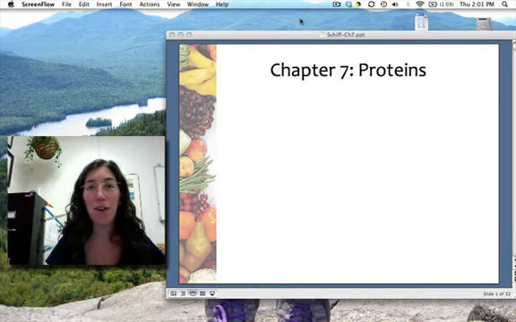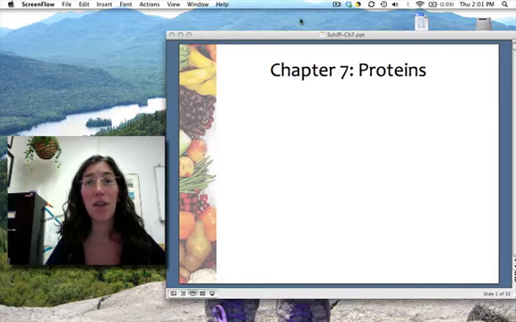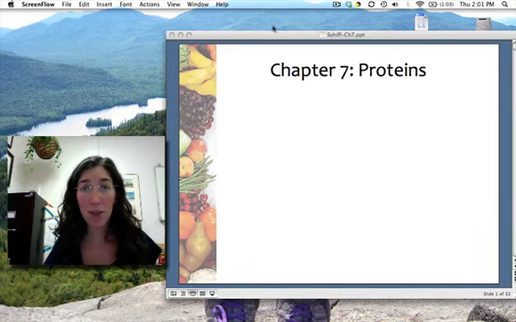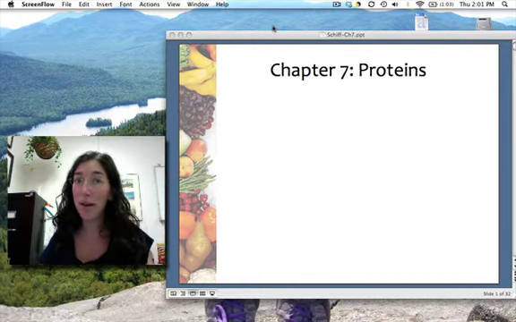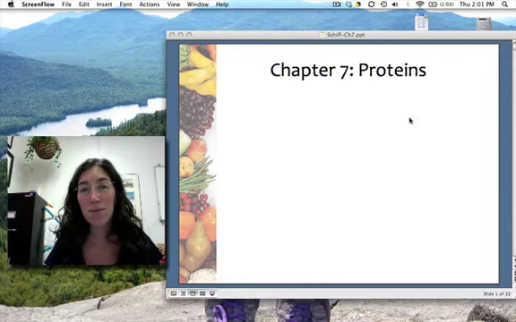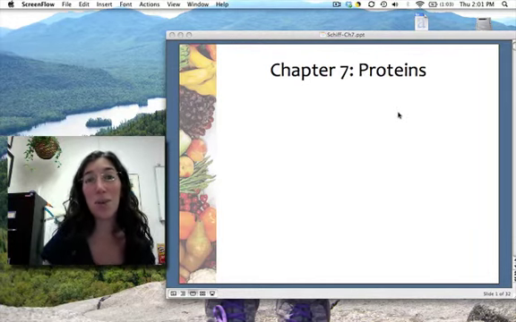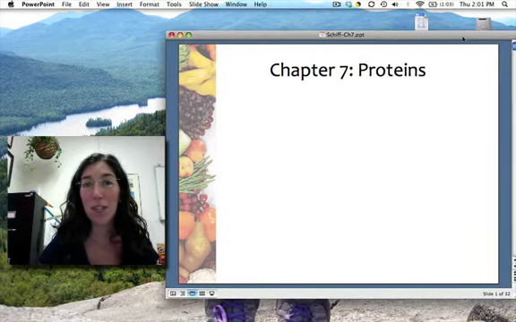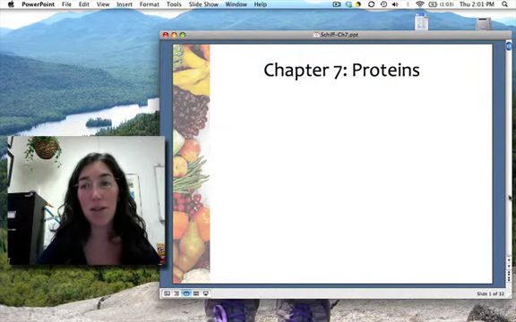So Chapter 7 is all about proteins, proteins being the third of the three macronutrients: carbohydrates, lipids or fats, and proteins. What the macronutrients all have in common is that we need them in large amounts and that they all give us energy. Though you'll see in this lecture that proteins' least important role is in giving us energy. Although they do provide energy, we don't get a whole lot of energy from them. We really rely more on carbohydrates and fats for that.